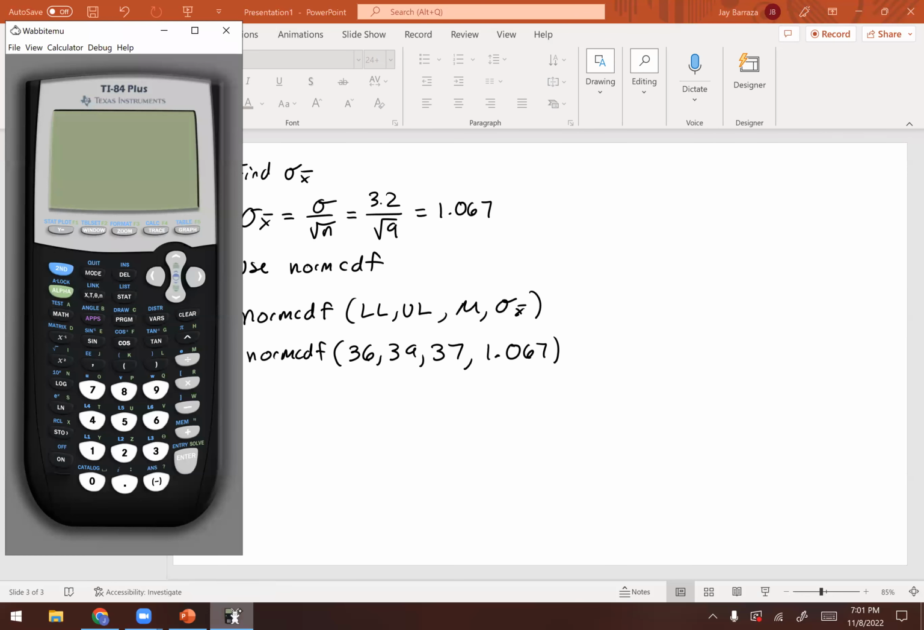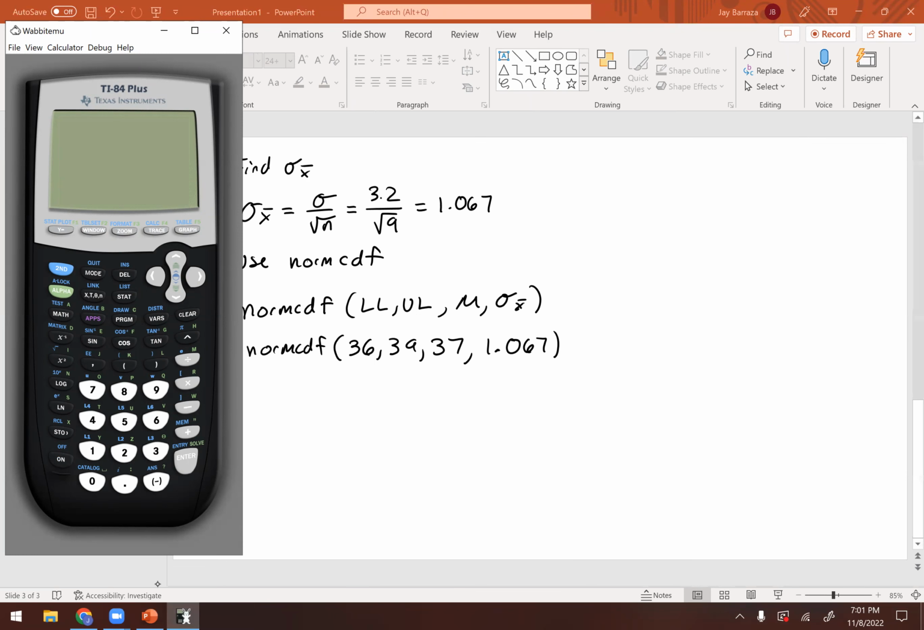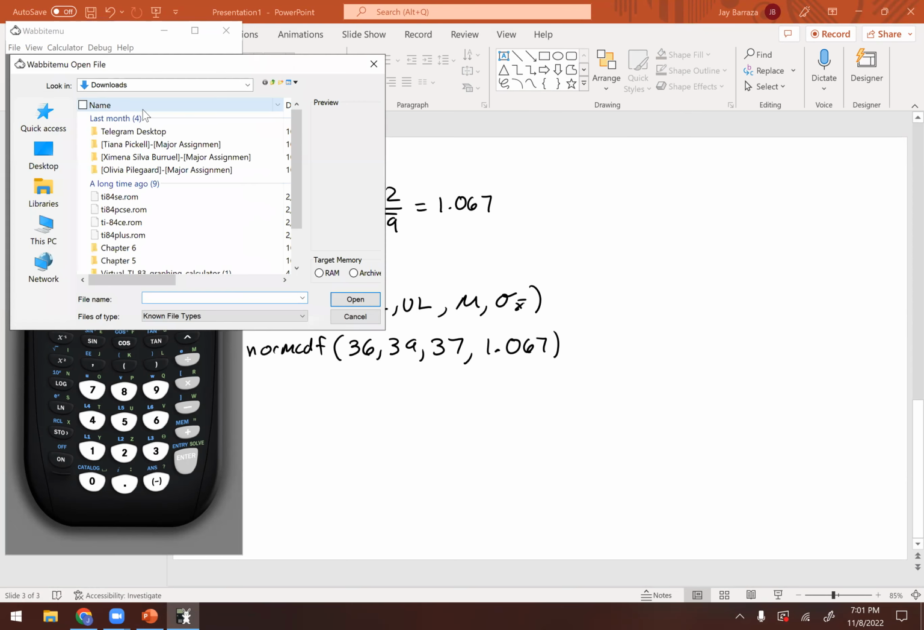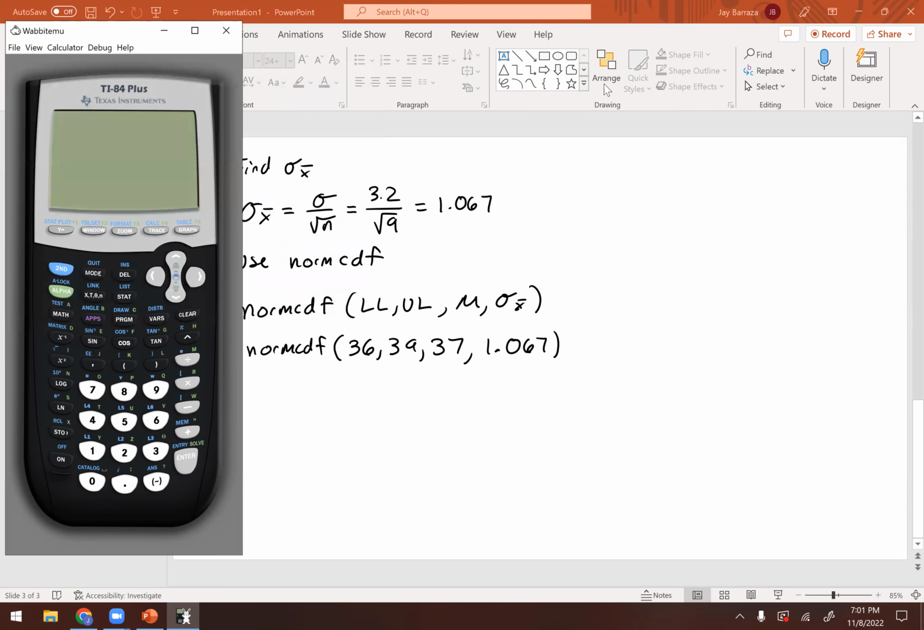So just to practice here, hopefully this calculator is working. So give me a sec. Looks like it does not want to work. So let me open up another one. Whoops, give me one sec, actually.